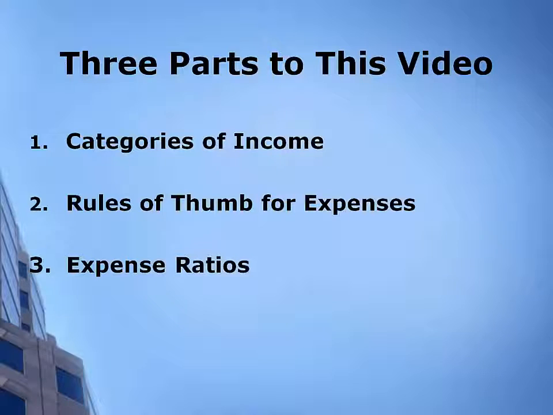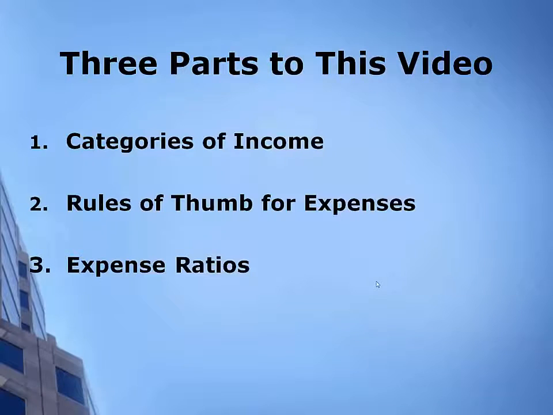Oh, shoot. I see a typo here. Categories of income. It's actually categories of expenses. My bad. Oh, I'm so sorry about that. Okay. Glad I caught that. That will not be fixed on the editing room floor. I'm just going to gloss right over that.